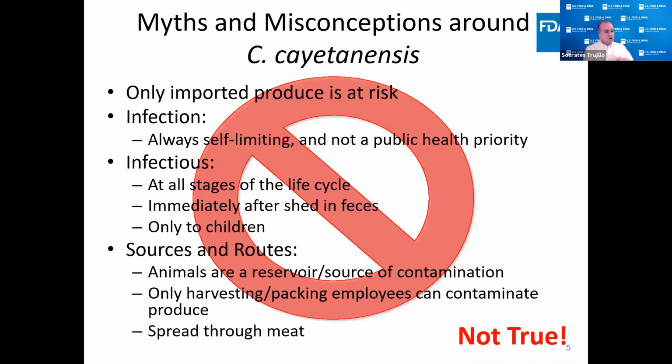And we have heard that some places have indicated that Cyclospora cayetanensis can be transferred through the consumption of meat, and again, we don't have any indication. There's no data that it's actually happening. Again, it's through soil and the feces of humans that this organism is transferred.